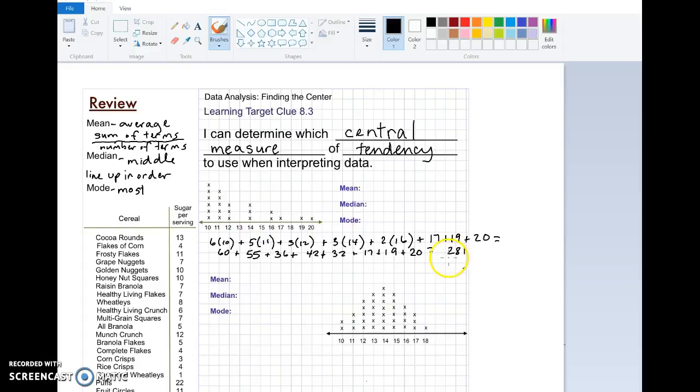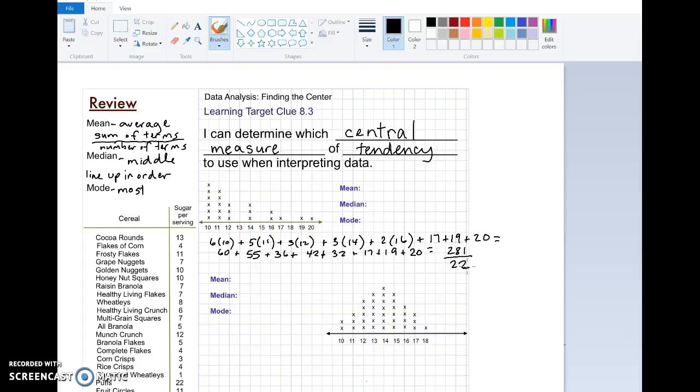But now I have to divide it by how many terms I have. So I have 6 here, and 5 here, and 3 there, 3, 2, 1, 1, 1. So 6 plus 5 is 11, plus 3 is 14, plus 3 is 17, plus 2 is 19, 20, 21, 22. I have 22 terms. Now I can count them as well. 1, 2, 3, and so on up to 22. So I'm going to take 281 and divide by 22.